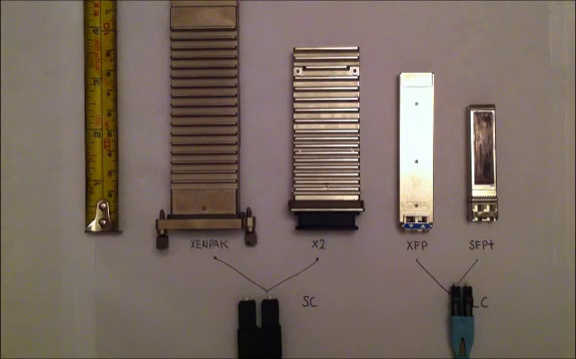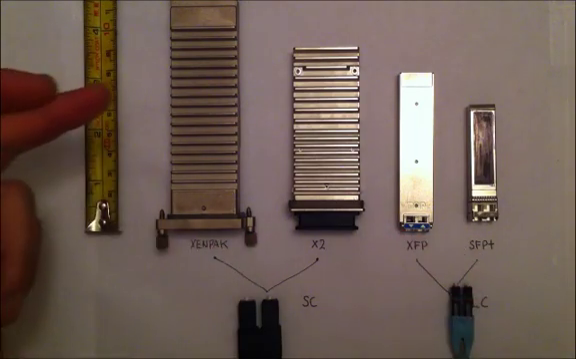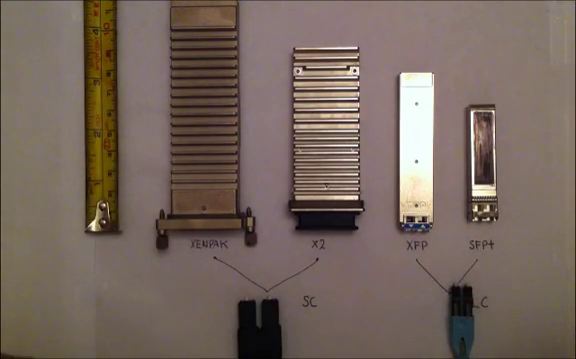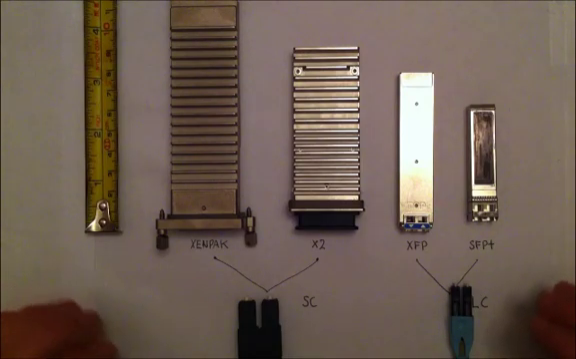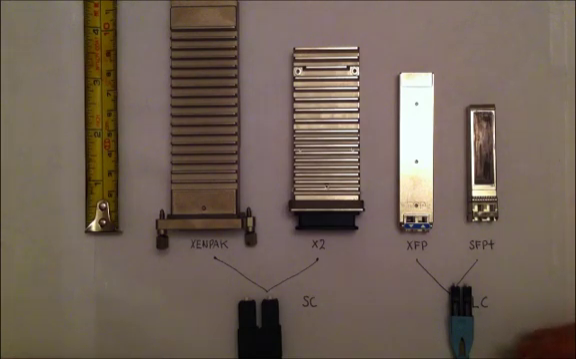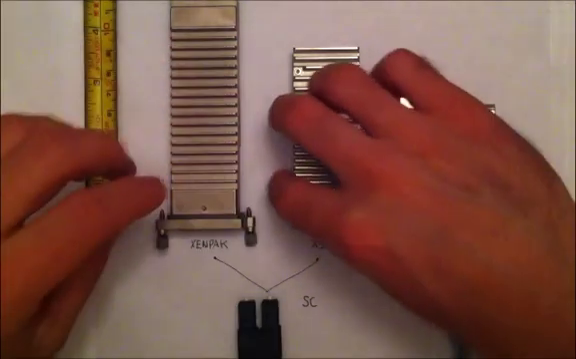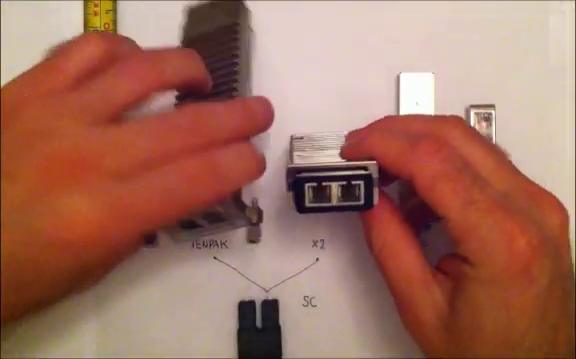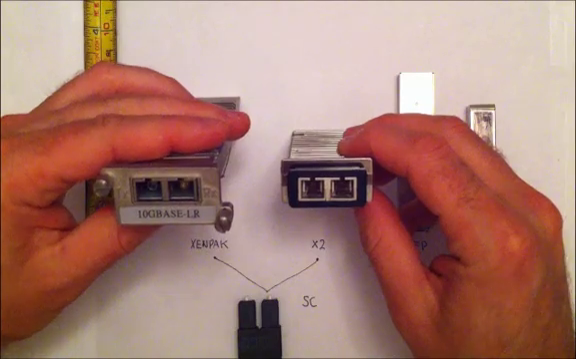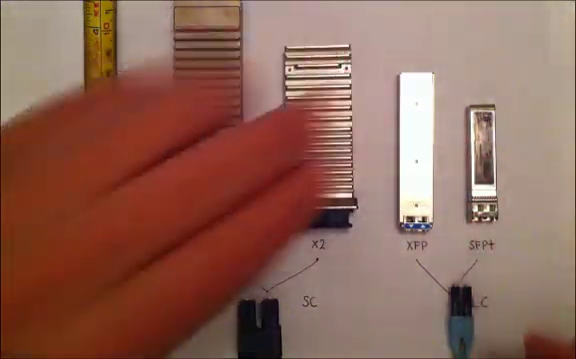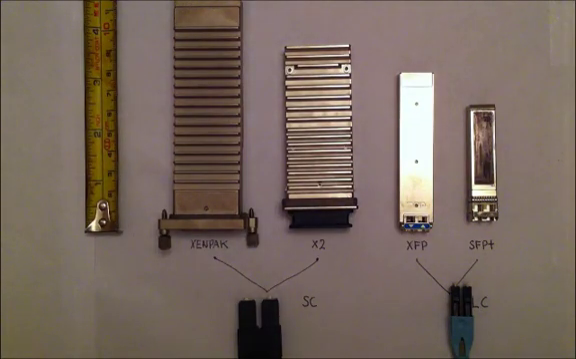Next, we look at the Xenpak's little brother, the X2. You can see that the X2 is shorter than the Xenpak. It also has cooling fins, though this guy is consuming only half of the power, about 4 watts, but it still needs cooling fins. You can see it's not quite as deep, and the faceplate is a little bit smaller than the Xenpak's. It also uses the SC fiber connector type.